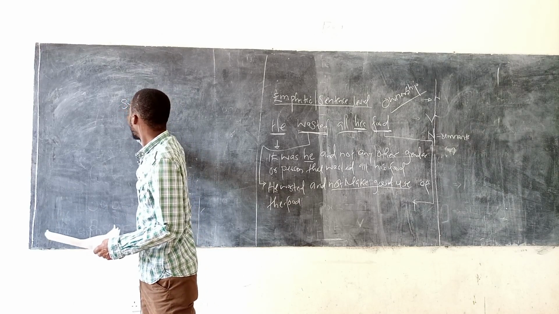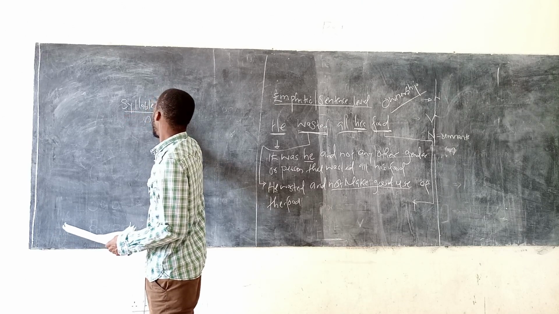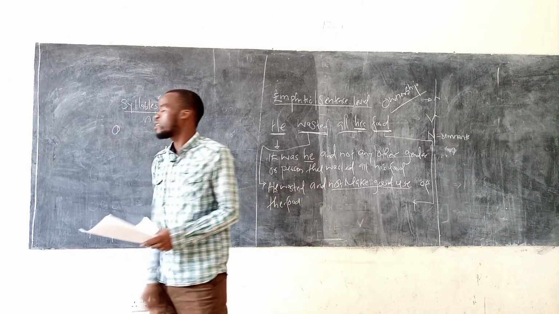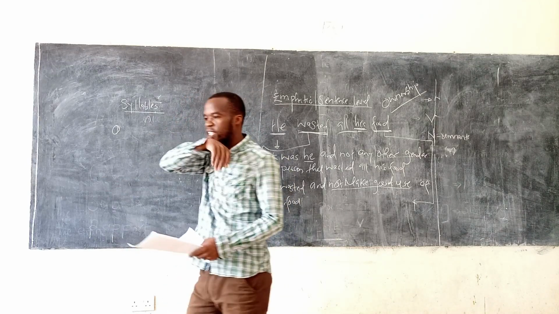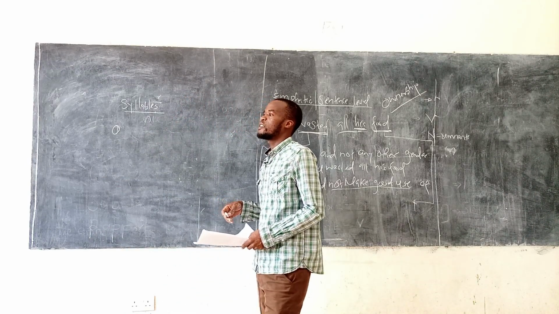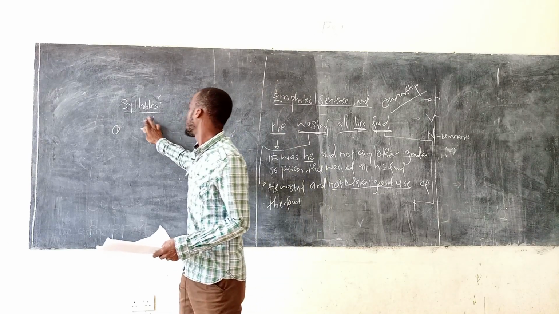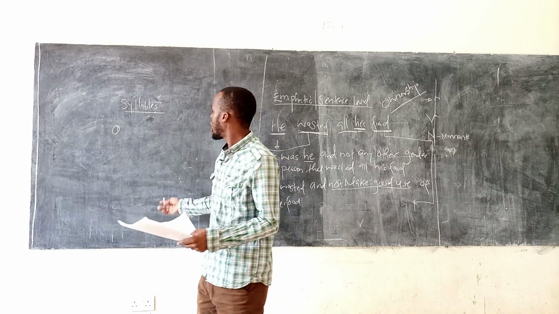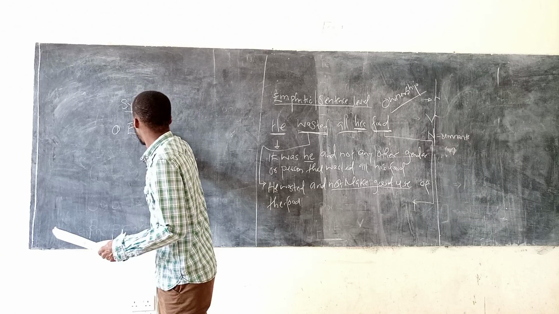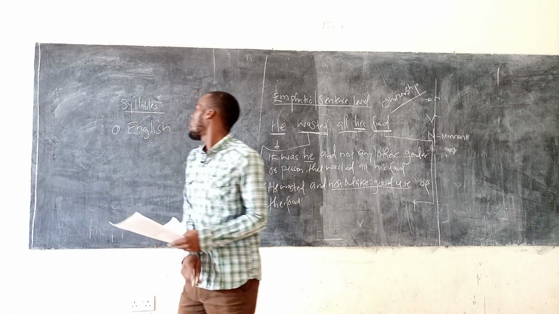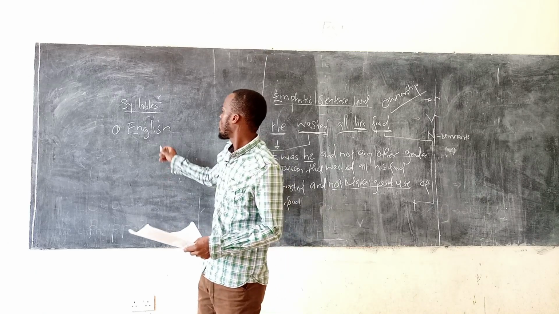The syllables. Now, under syllables, you are going to be asked to identify how many syllables are in a certain word. What is a syllable? We say a syllable is the single smallest unit of a word. For example, somebody can ask you, the word English. Well, how many syllables do we have in the word English?